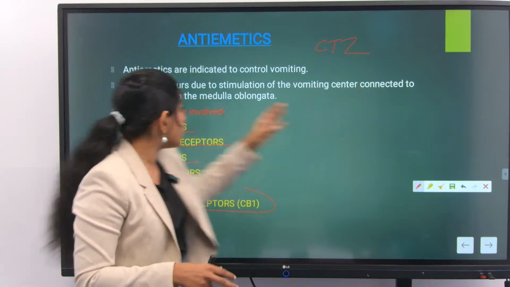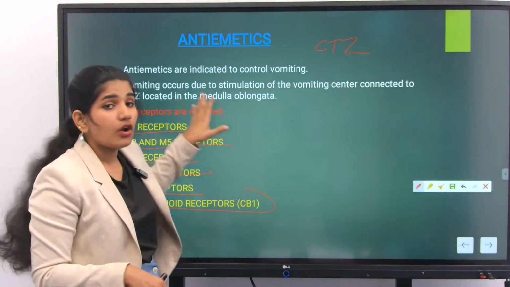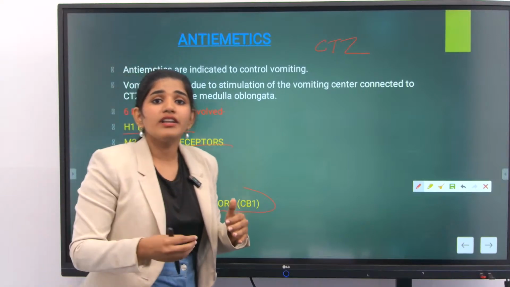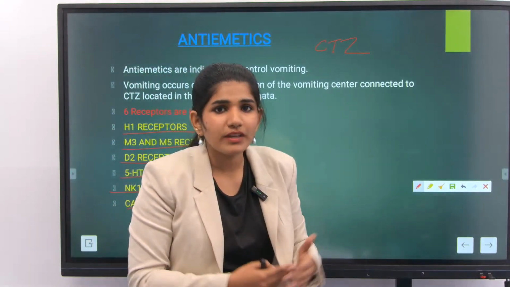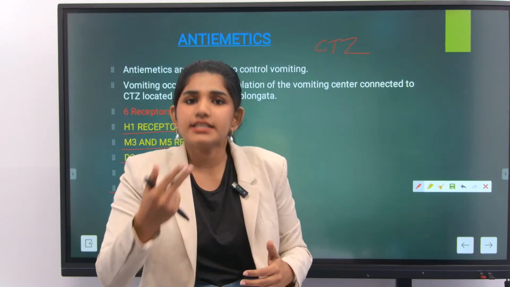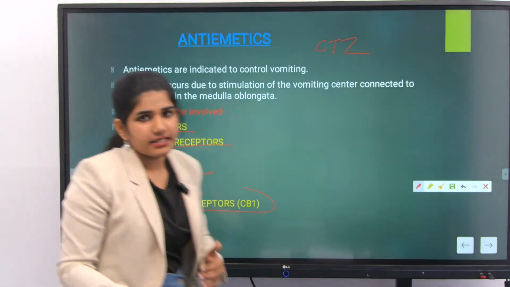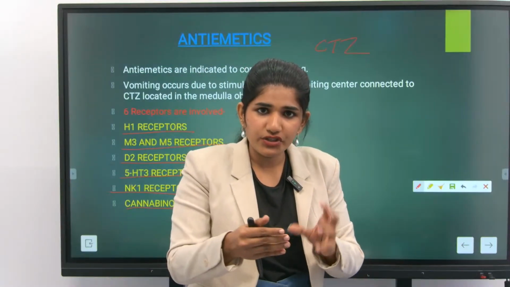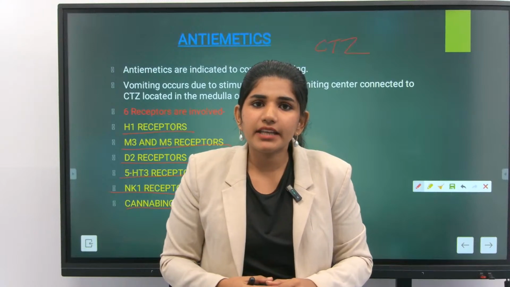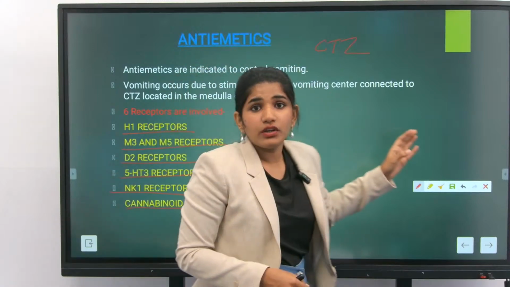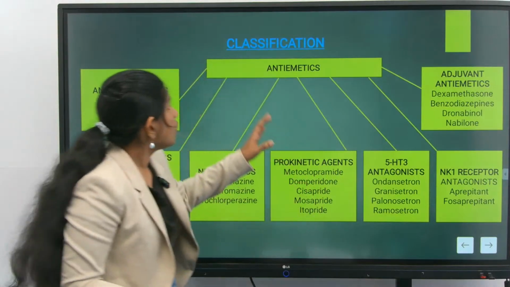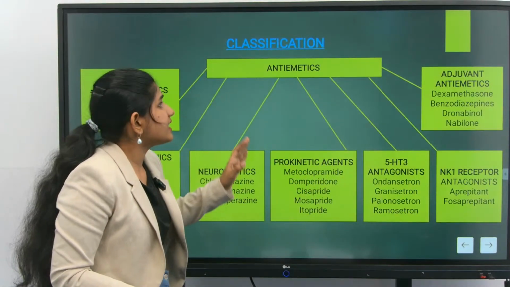This vomiting center is actually connected to the chemoreceptor trigger zone, which is mainly in the medulla oblongata of the brain. Due to the multiple pathways of stimulation of this chemoreceptor trigger zone, vomiting occurs. So antiemetics are something which act against this emesis. We can give antiemetics to control vomiting. So let's see the classification of the antiemetic drugs.